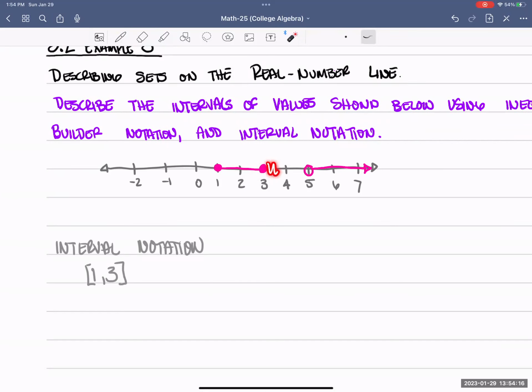And we have a little bit of space here. And we pick up a 5. So we're going to unite this with another set from 5. And we stop at infinity. And with infinity, we're always going to use parentheses. That 5 is an open circle. So because it's an open circle, we're going to use parentheses. That's our interval notation.